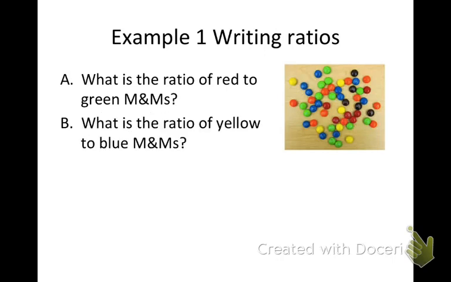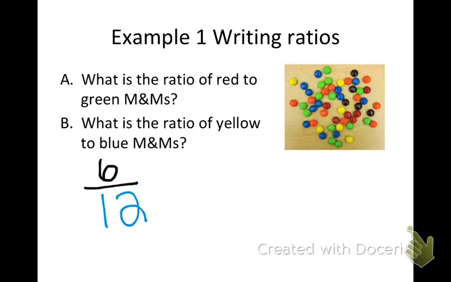Okay, now what if I want to compare yellow to blue M&Ms? So again, we're going to count how many yellow M&Ms. So I see 1, 2, 3, 4, 5, 6. I'm going to write this in a different way. So I see 6 yellow M&Ms. And let's compare that to blue M&Ms. So I see 1, 2, 3, 4, 5, 6, 7, 8, 9, 10, 11, 12. So I see 12 blue M&Ms. Hey, let's make that blue. So I have 12 blue M&Ms.